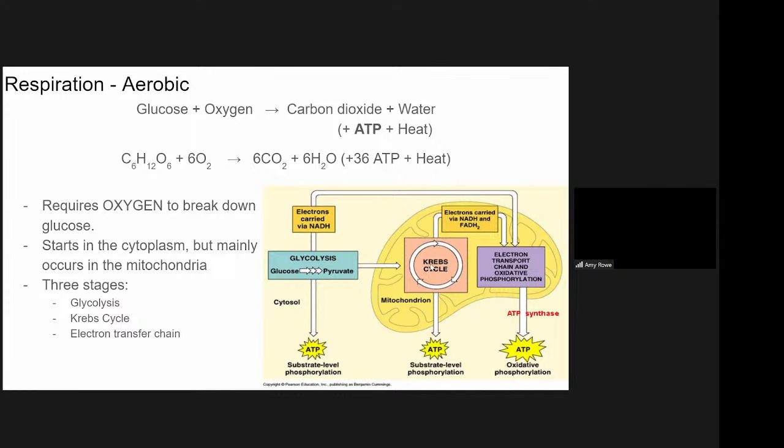So again, if you remember, the matrix of our mitochondria is just packed full of enzymes, and all of those enzymes are going to be involved in the Krebs cycle, breaking down pyruvate to basically produce carbon dioxide and water and lots of hydrogen ions or hydrogen atoms. So those hydrogen atoms are then carried to the cristae of our mitochondria, and they're passed backwards and forwards. The electrons from our hydrogen atoms are passed backwards and forwards across the membrane of our cristae in what is known as the electron transfer chain. In doing so, they produce lots and lots of ATP.